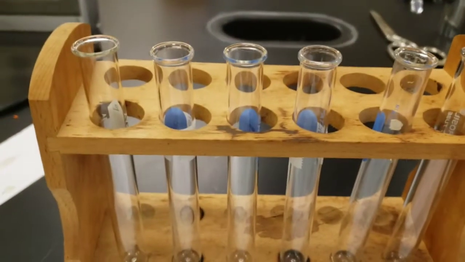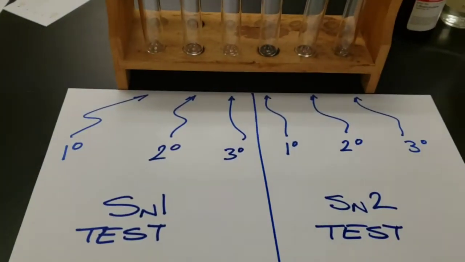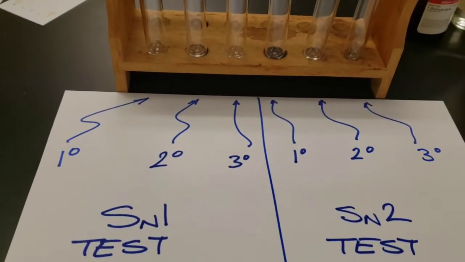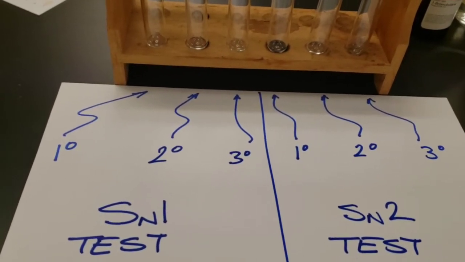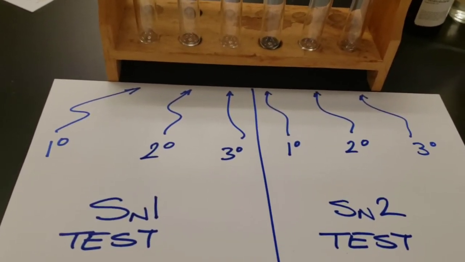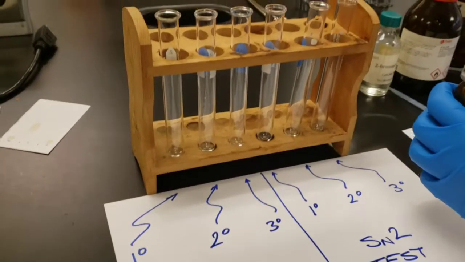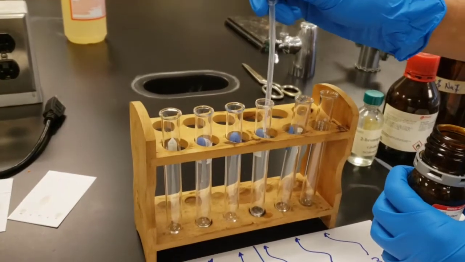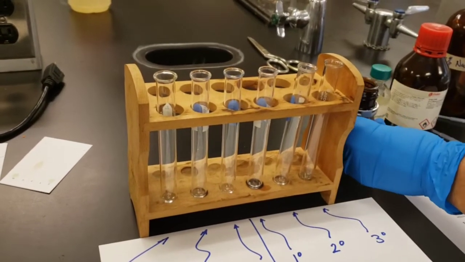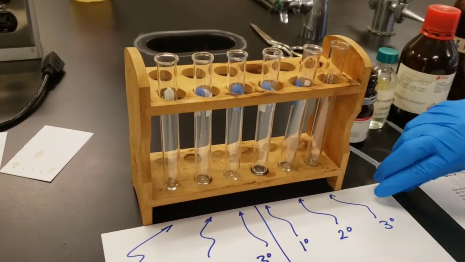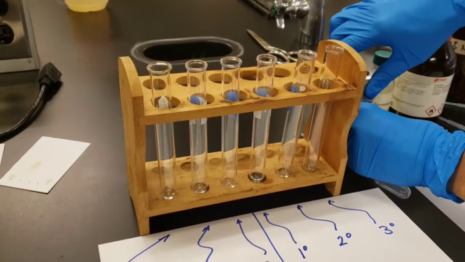You will need 6 test tubes in a rack, and those test tubes need to be labeled. We'll be performing 2 tests, one to test for an SN1, one to test for an SN2. Place about 0.2 milliliters of the primary haloalkane into test tubes 1 and 4, and then repeat for the secondary and tertiary haloalkane.